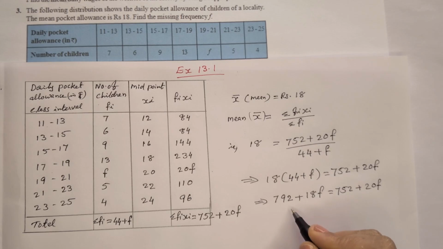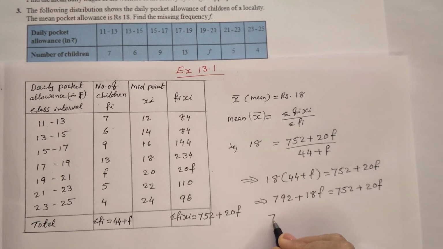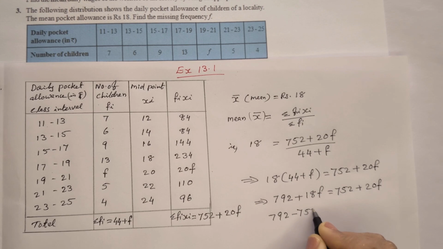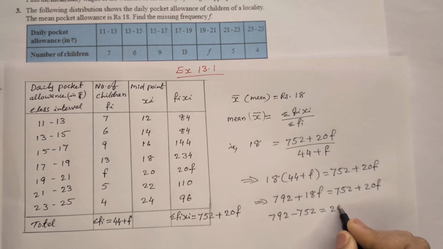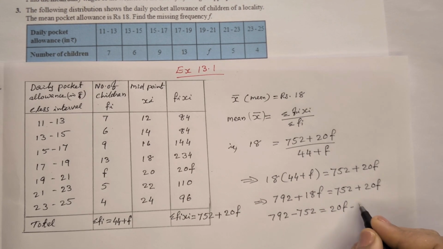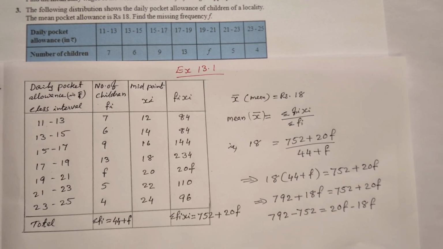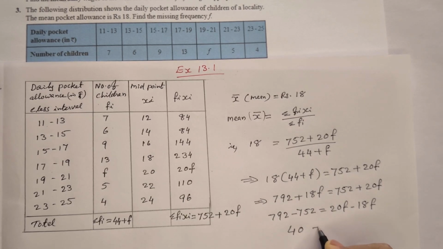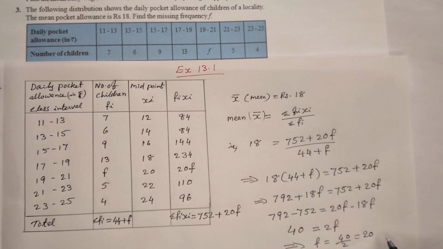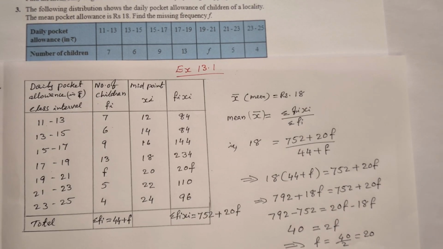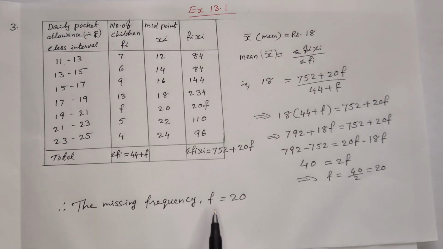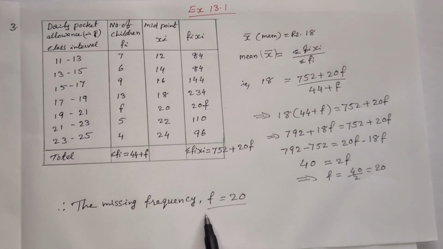Move this 752 to the left side. 792 minus 752 is equal to 20F minus 18F. 792 minus 752 is 40. 40 is equal to 2F, which implies F is equal to 40 by 2, that is 20. So the missing frequency F is equal to 20.